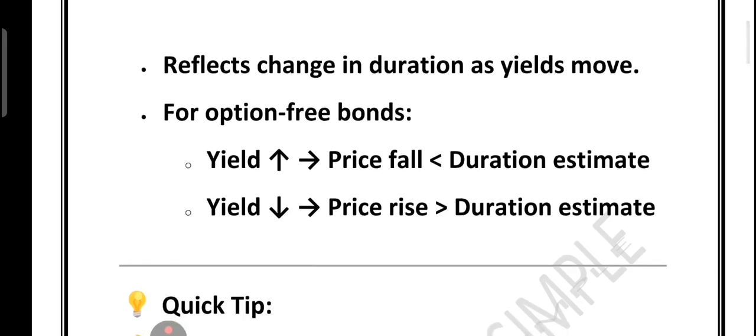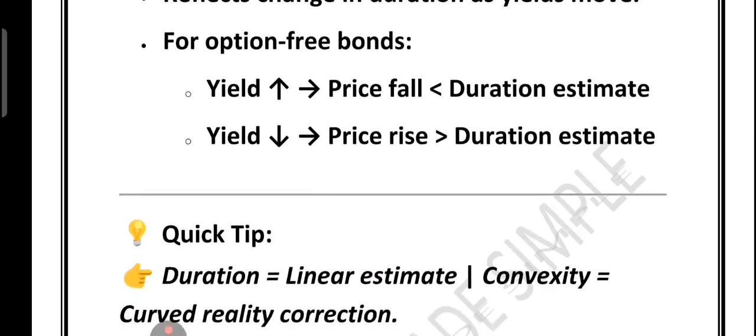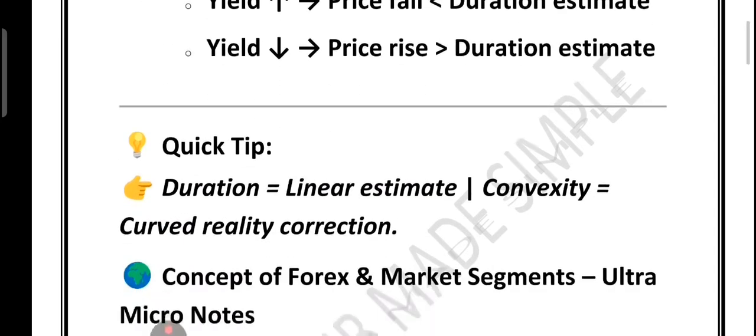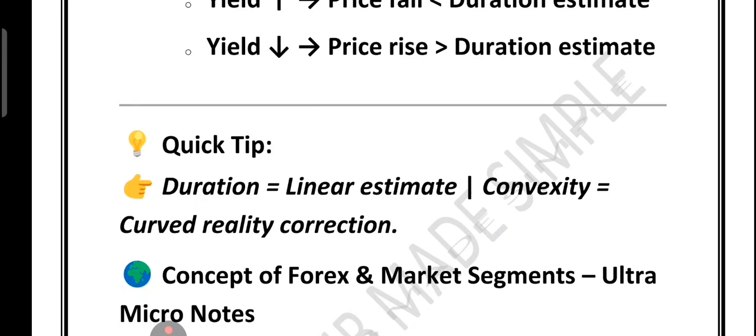Now suppose we have an option-free bond. So what happens, whenever yield increases, price will fall, right? The price fall is less than the duration estimate, and when yield decreases, the price rise is greater than the duration estimate. So remember, duration is a kind of linear estimate, while convexity is a kind of curve reality correction.